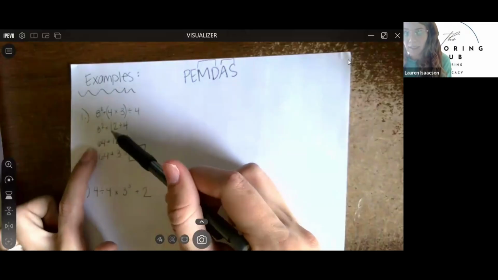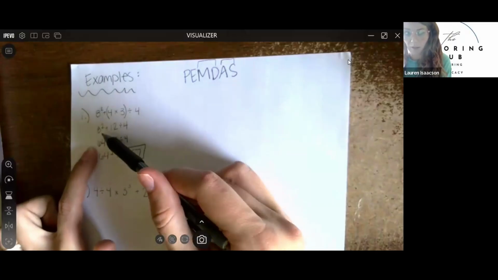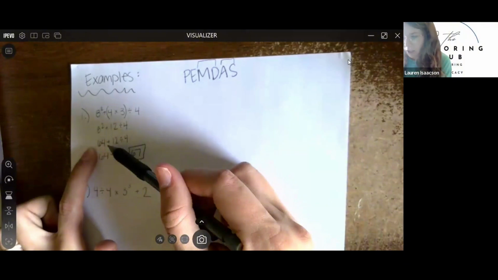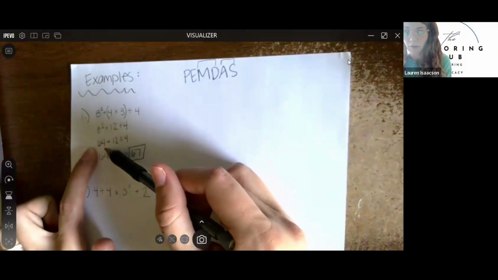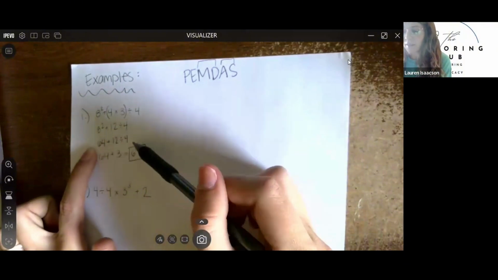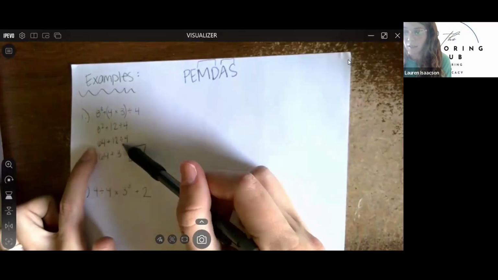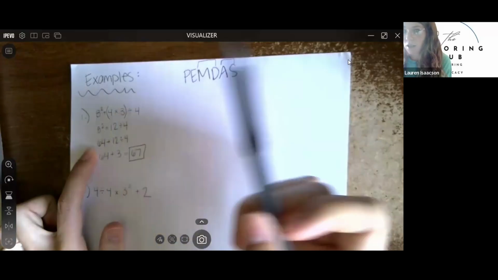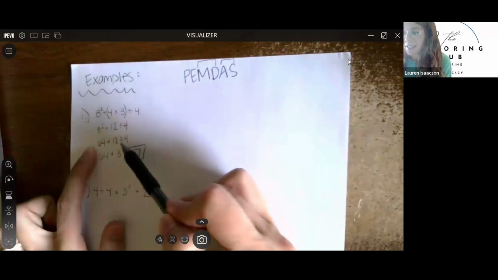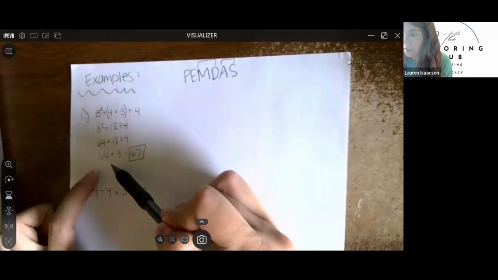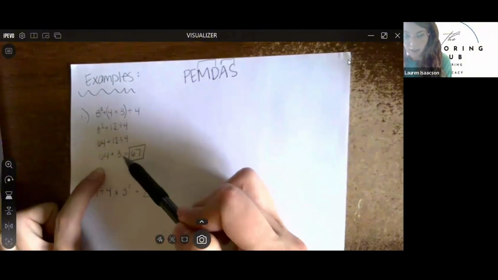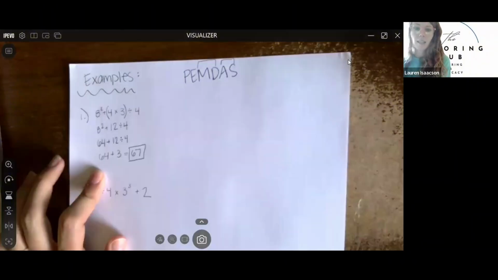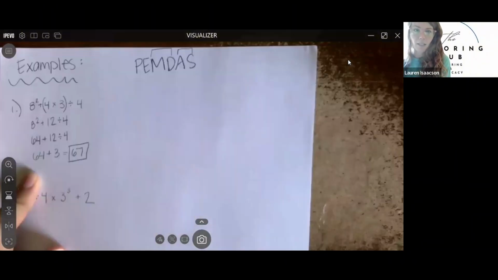Then I did my exponent. So 8 to the second power. 8 times 8 is 64. So then we had 64 plus 12 divided by 4. Now I had just adding and dividing, so I have to divide first, looking at my order of operations. So 12 divided by 4 is 3. So now 64 plus 3 is 67, and 67 is my answer.